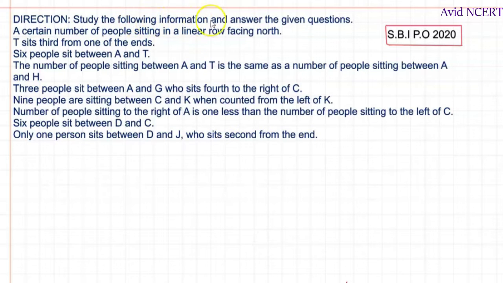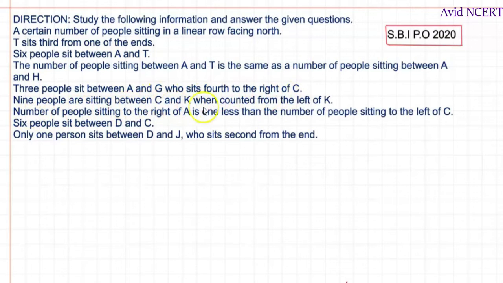Directions: study the following information and answer the given questions. A certain number of people sitting in a linear row facing north. T sits third from one of the ends. 6 people sit between A and T. The number of people sitting between A and T is same as the number of people sitting between A and H. 3 people sit between A and G. Who sits fourth to the right of C?